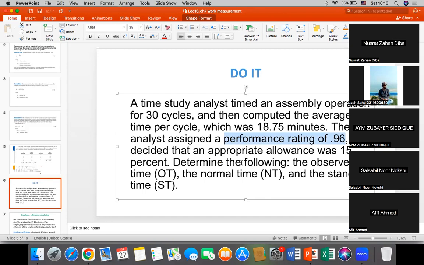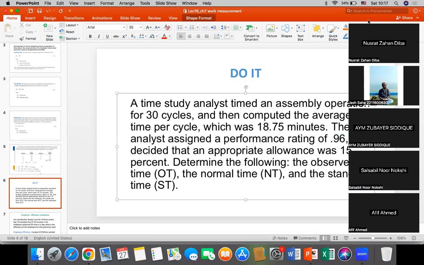0.96. 96% or 0.96. So normal time is observed time multiplied by the performance rating: 18.75 multiplied by 96%, or 0.96. Do you have a calculator or mobile phone? 18.75 multiplied by 0.96 equals 18, right? So normal time is 18.